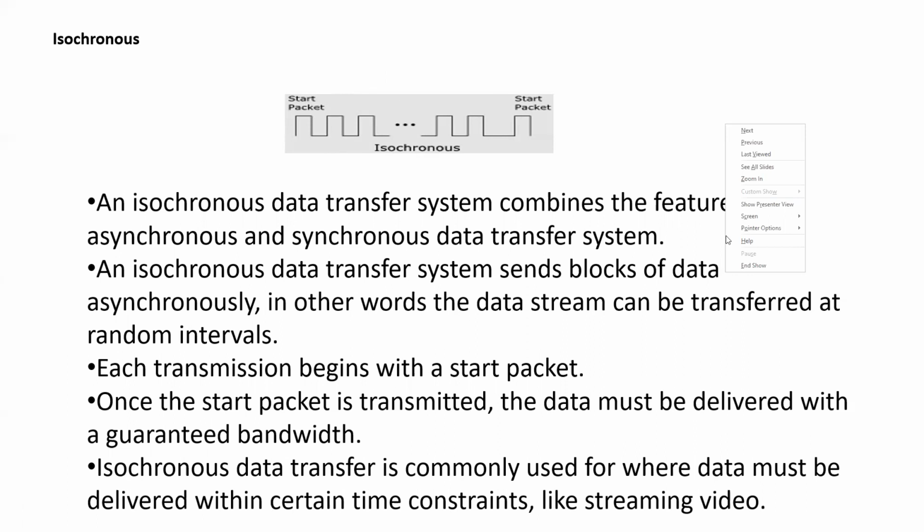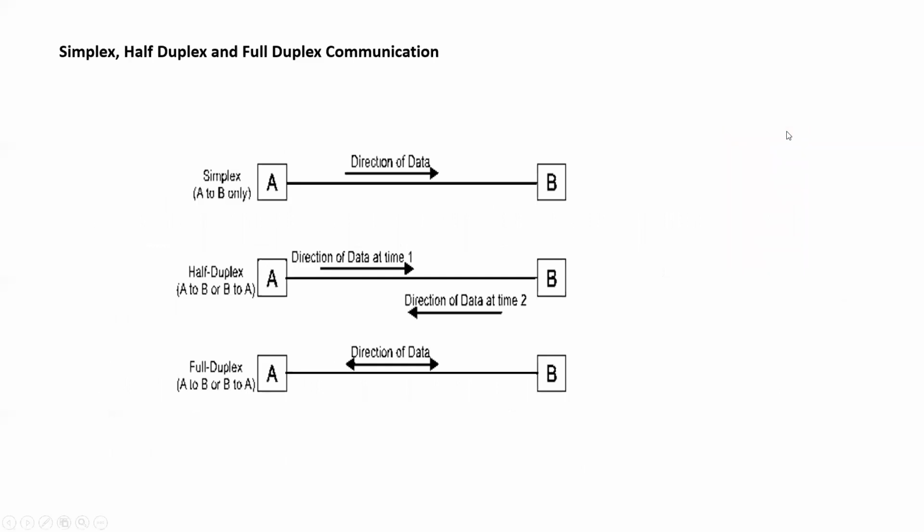Next, this is the simplex, half duplex and full duplex communication. What we are seeing in the diagram: A is the sender, B is the receiver. We see the direction of data in simplex, the direction of data in half duplex, and the direction of data in full duplex.